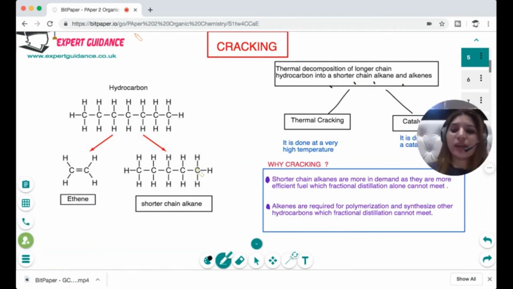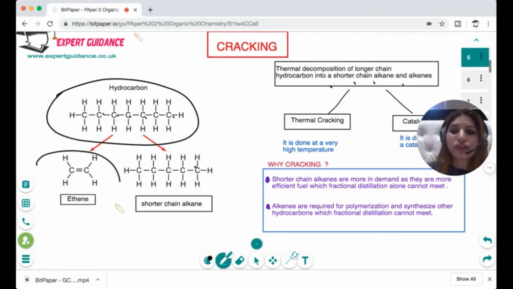So you can look in this example. We have a 7 hydrocarbon chain long, and we broke it into 2 carbon ethene and then a 5 carbon shorter alkane. Now, why do we do cracking?